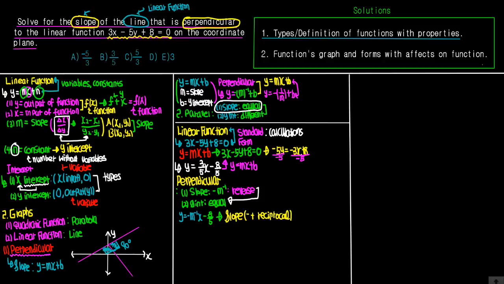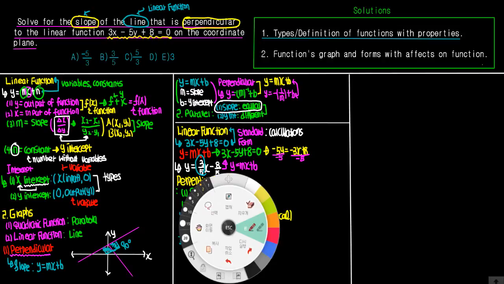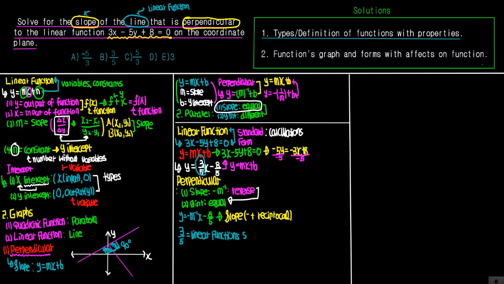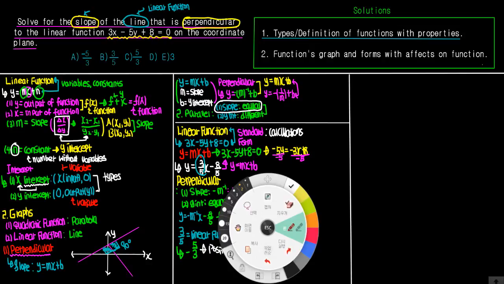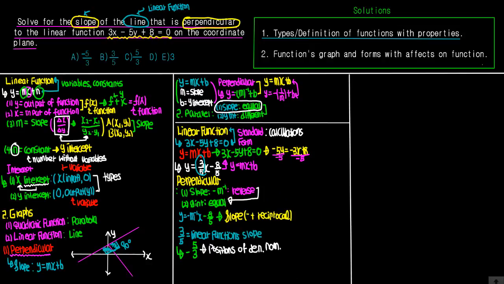If we solve for our slope, the slope of our linear function will be 3 over 5. 3 over 5 will be our linear function's slope. So for the new function, the negative reciprocal will be negative 3 over 5, with the 3 in the denominator and 5 in the numerator, because reciprocal means we're switching the positions of the numerator and denominator. This is what reciprocal means in fractions.